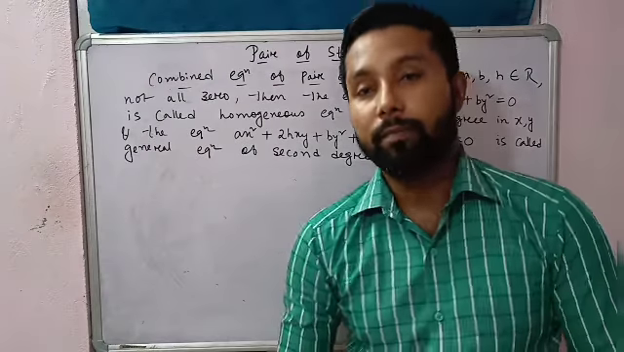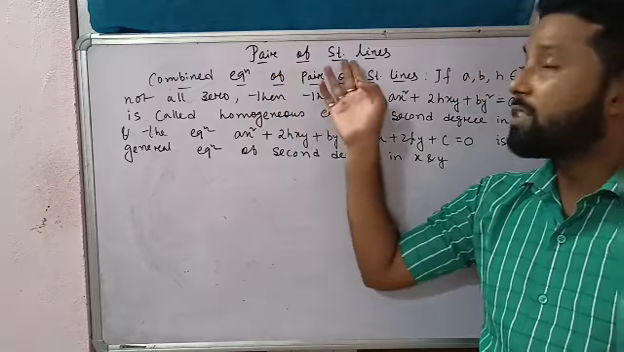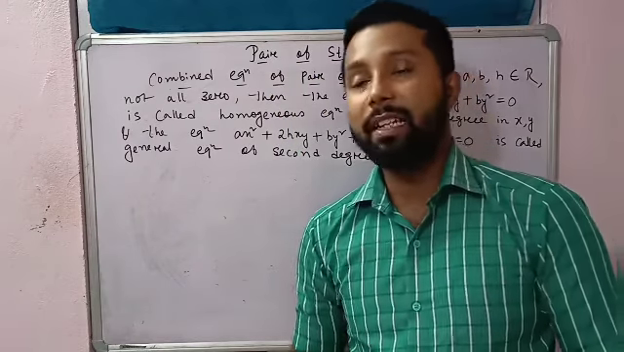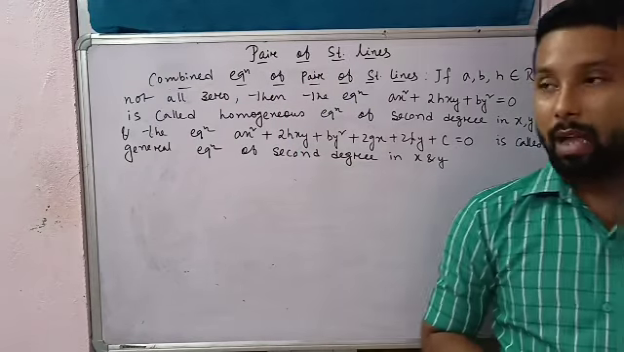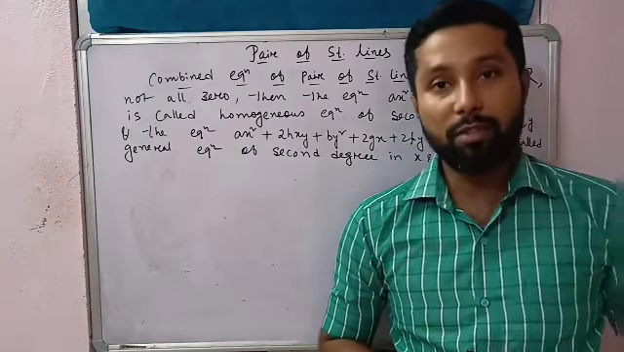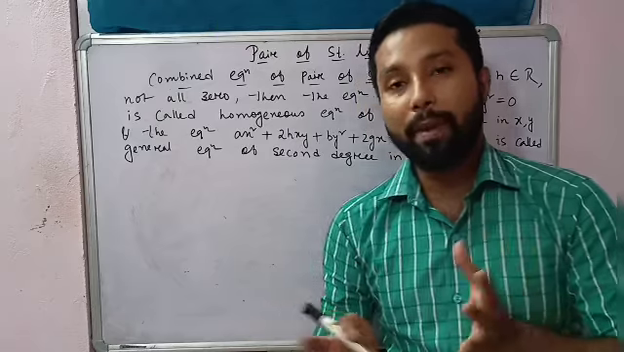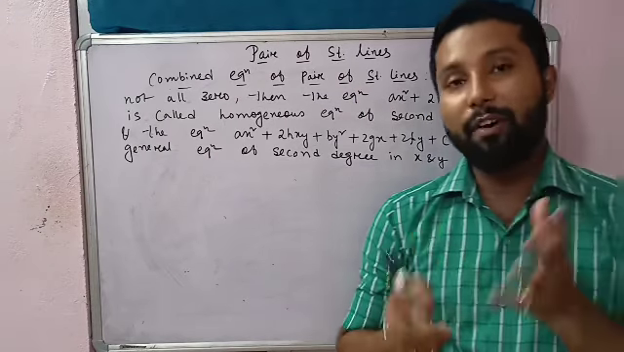So hello everyone. In this class I am going to discuss pair of straight lines. Already I have completed the part on straight line. Now today I am going to discuss the pair of straight lines, or you can say the family of straight lines, right? Okay. So straight lines or pair of straight lines, इसका मतलब यहाँ पे difference क्या है?